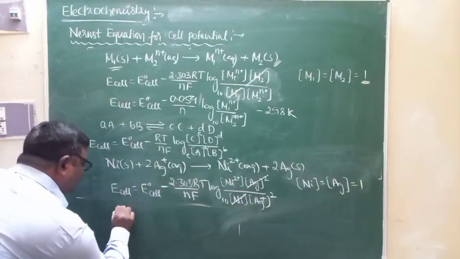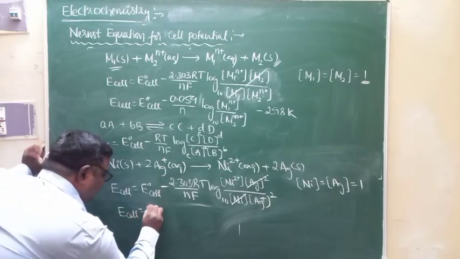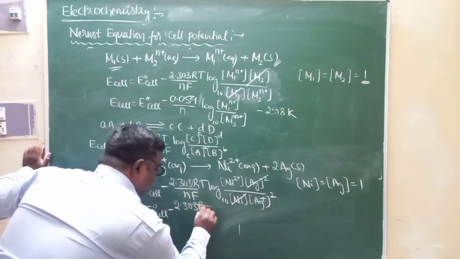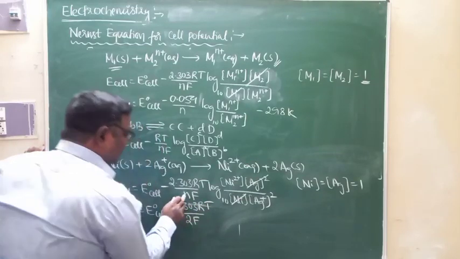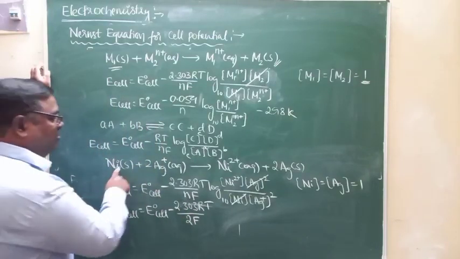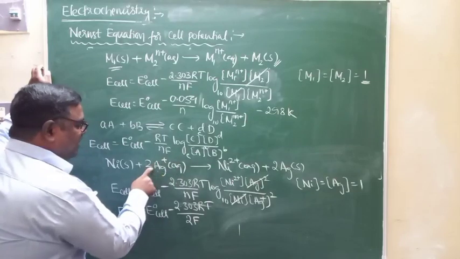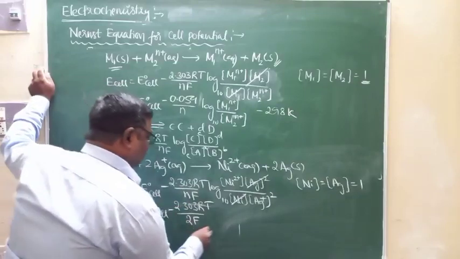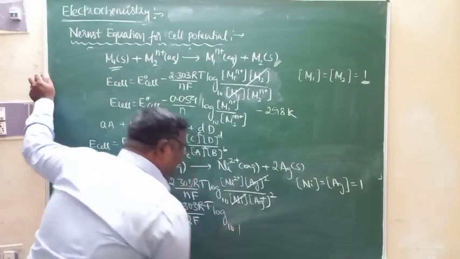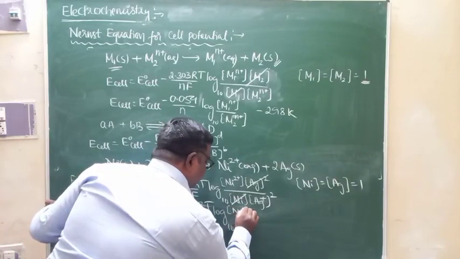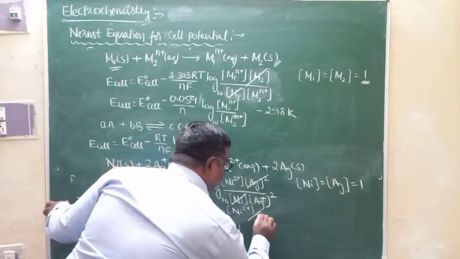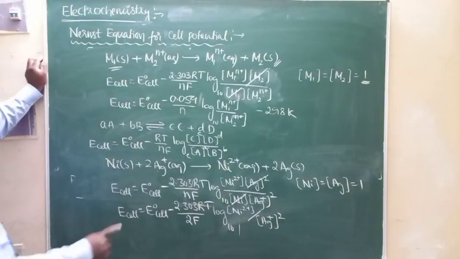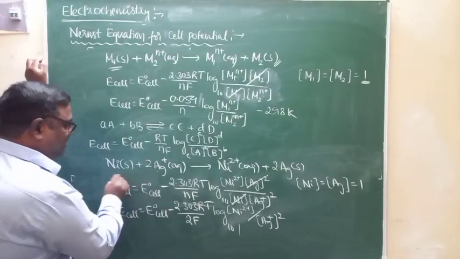Then E of cell is equal to E naught of cell minus 2.303 RT by 2F. How? N is equal to 2 because one atom of nickel loses 2 electrons and 2 Ag plus ions will gain 2 electrons. The number of electrons lost equals the number of electrons gained, so N is equal to 2. Log to the base 10 of concentration of Ni plus 2 divided by concentration of Ag plus to the power 2 remains.